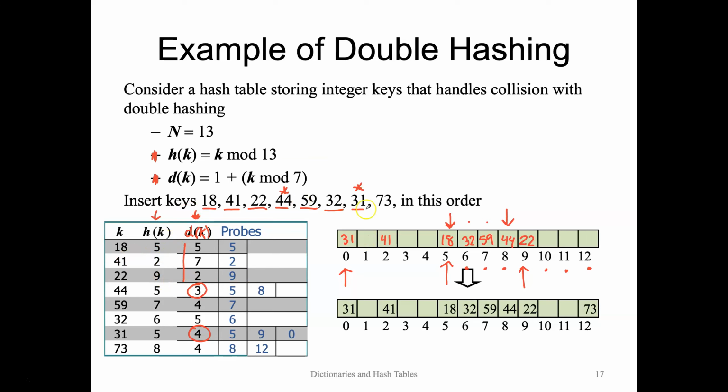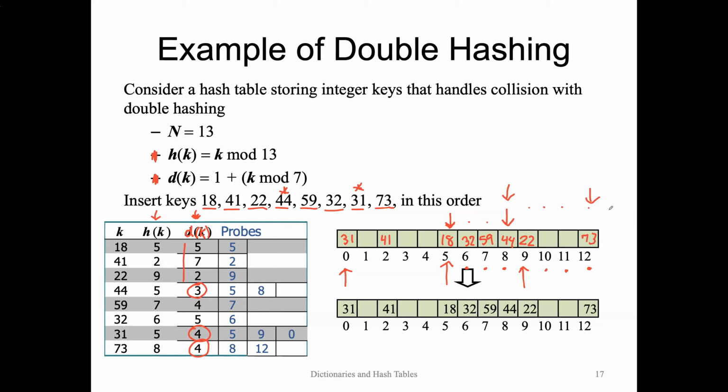Okay, so last one here, we've got 73. H of 73 is 8, so we're going to try and insert 73 at index 8, which is occupied. So we can't insert here, so we're going to use the second hash value for 73, which is 4, which means since this was occupied, we're going to move over 4 positions. So 1, 2, 3, 4. And we're going to try here, which is free.